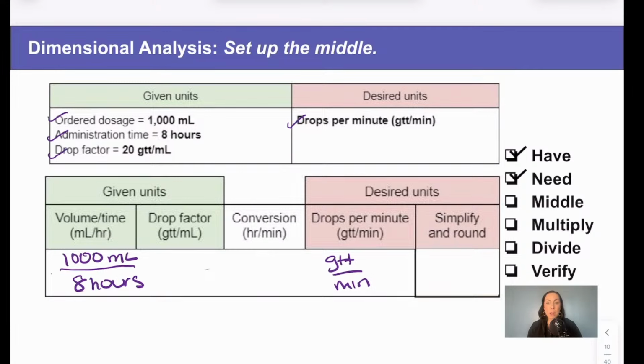Now I need drops on the top, that GTT. So we put it on the top per 1 mL. And so what do we see here? We see that mLs can be crossed off and we're left with drops per hour, but that's not what we're looking for, right? We're looking for drops per minute. So we can just convert here. This is where we're going to add our conversion. So we are going to put hours on the top or on the bottom if we need it to cross off. I'll give you all a second to chime in.